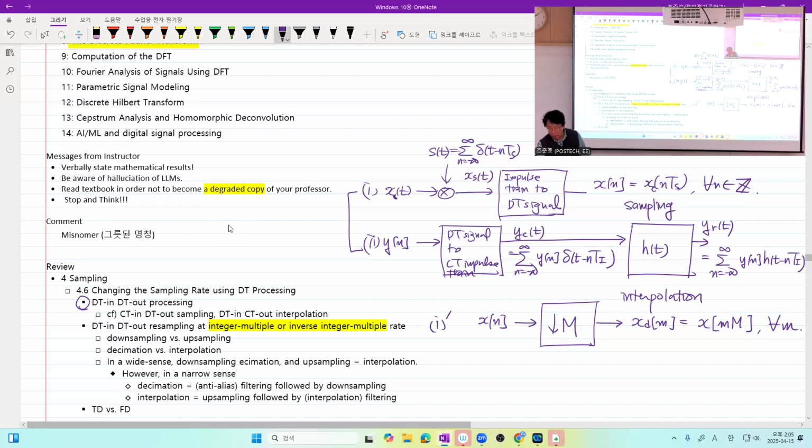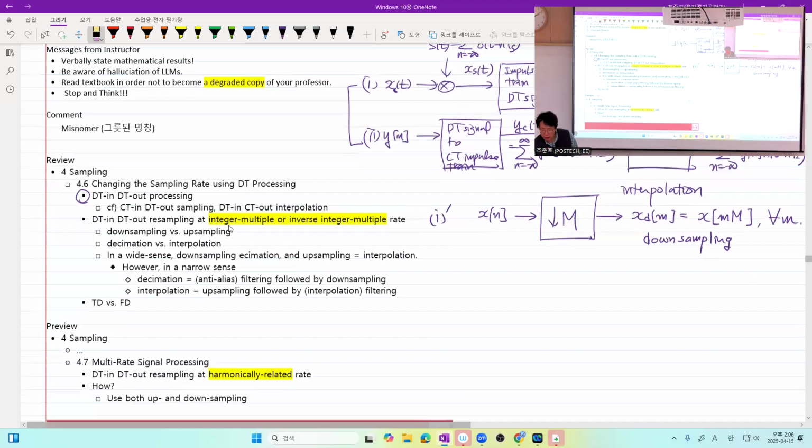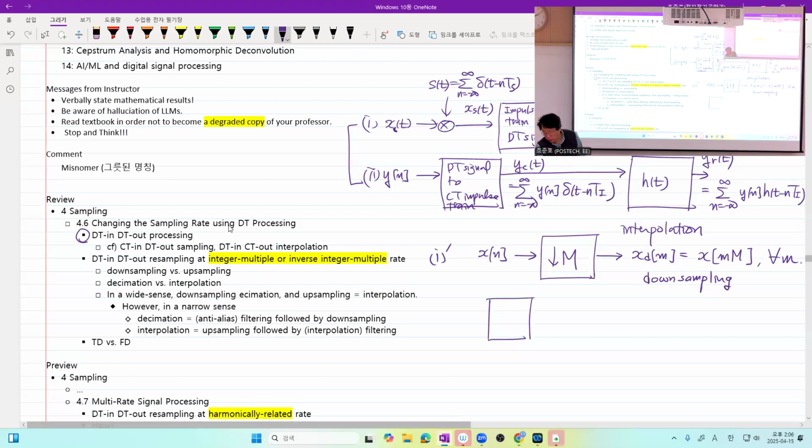However, the signal processing guys call it downsampling. Got it? Then when we have downsampling, we may have some preceding filter. In that case, we call this process decimation. Got it?